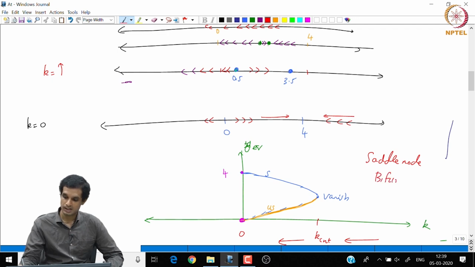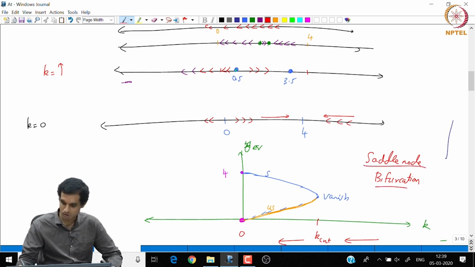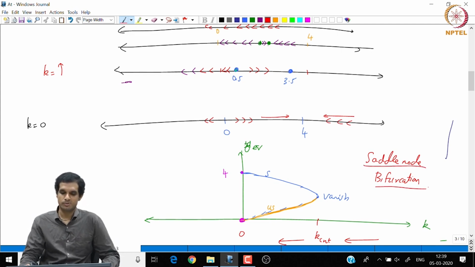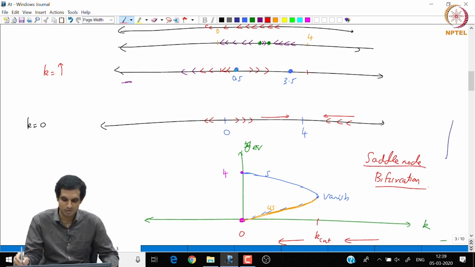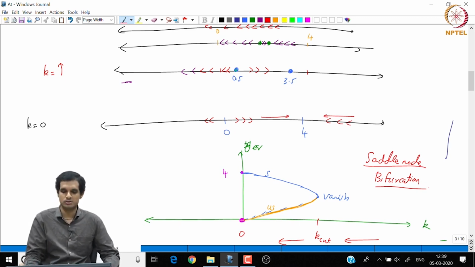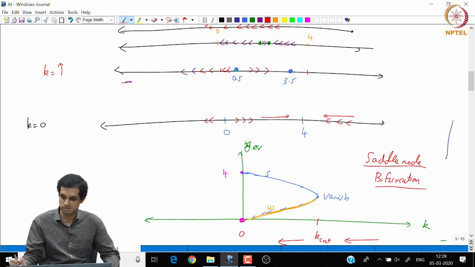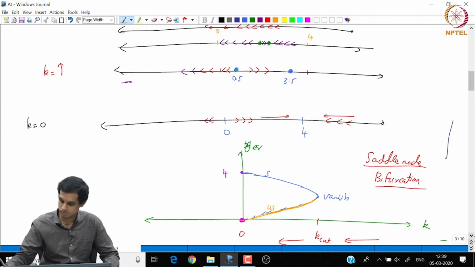So, when you do not have any equilibrium and suddenly two new equilibria are born, where one is stable and another is unstable, that is the signature of a saddle node bifurcation. So, the reason for existence of a critical harvesting rate is because of this saddle node bifurcation. With this we can see how simple models can capture the behavior of the system. Now, you move on to problem number 2.